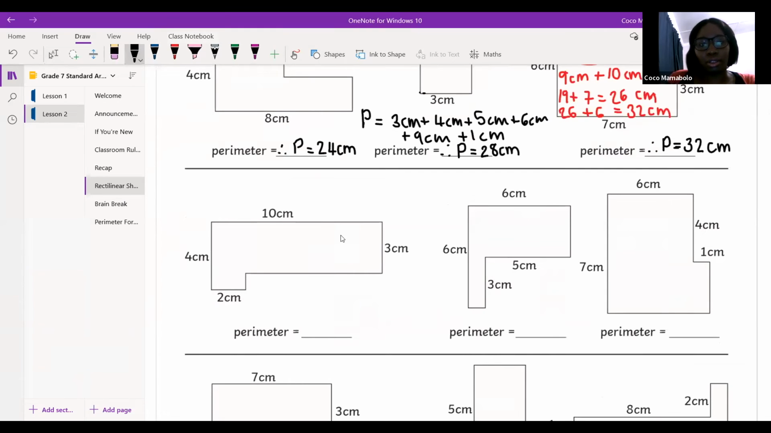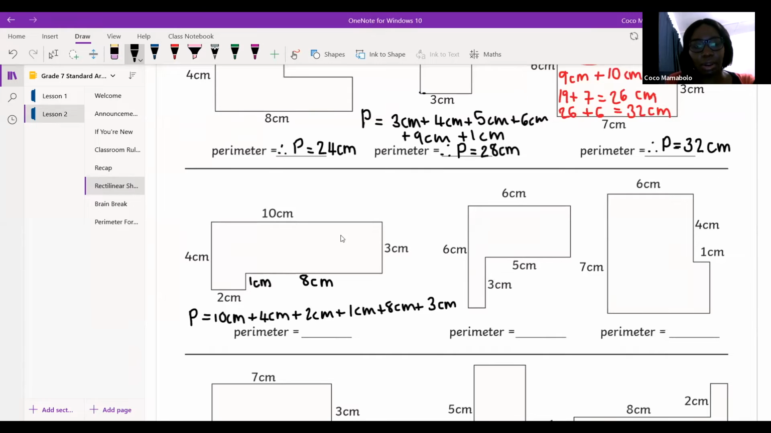All right. So if this side is 4 centimeters and the other side is 3 centimeters, that means this part here is 1 centimeter. And if that whole side is 10 centimeters and there's 2 centimeters cut out, that means this side is 8 centimeters. So I'm going to get P is equal to 10 centimeters plus 4 centimeters plus 2 centimeters plus 1 centimeter plus 8 centimeters plus 3 centimeters. There we go. Therefore, P is equal to 14, 16, 17, 25, 28. All right, I agree with you guys.